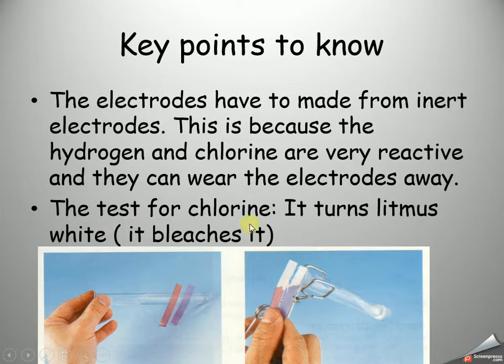You need to be able to know the chemical test for chlorine. The chemical test is that it turns litmus paper white. It bleaches it. You can see the litmus paper there. Add a little bit of chlorine gas to it. Makes it go white. There you go.